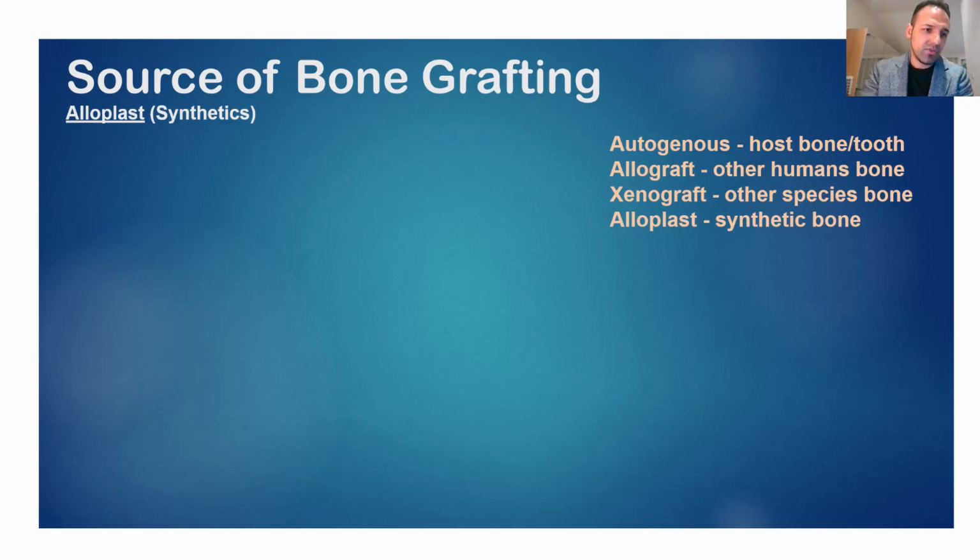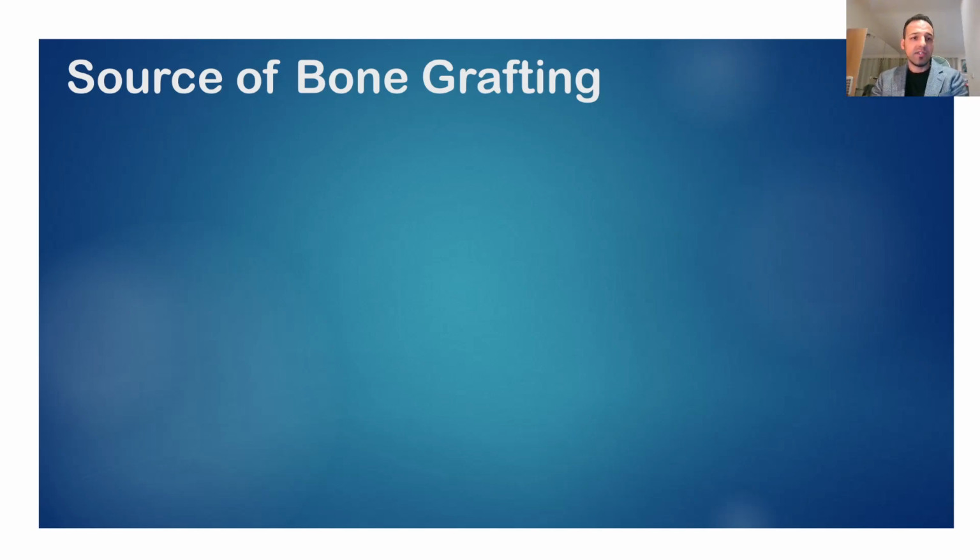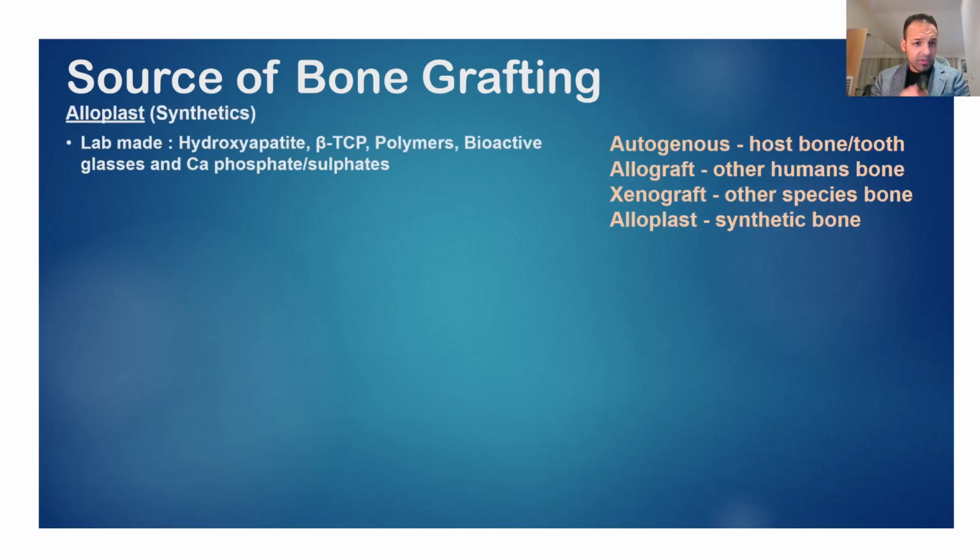So then let's talk about alloplasts, otherwise known as synthetic bone grafts. So this means that they're lab made, yeah? So they can consist of hydroxyapatite, beta TCP, which is tricalcium phosphate. You've got polymers, there are bioactive glasses, and you also have calcium phosphate sulfates.